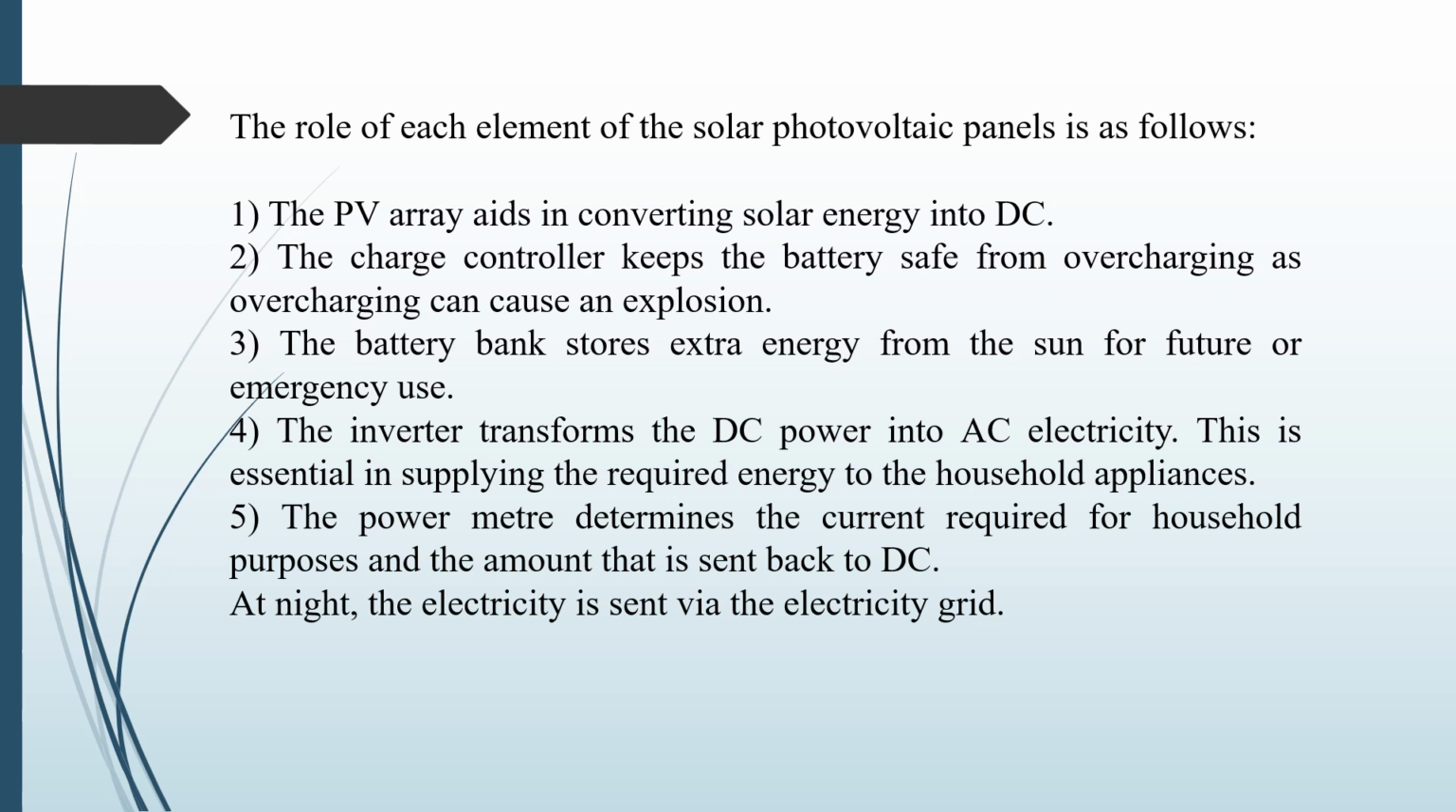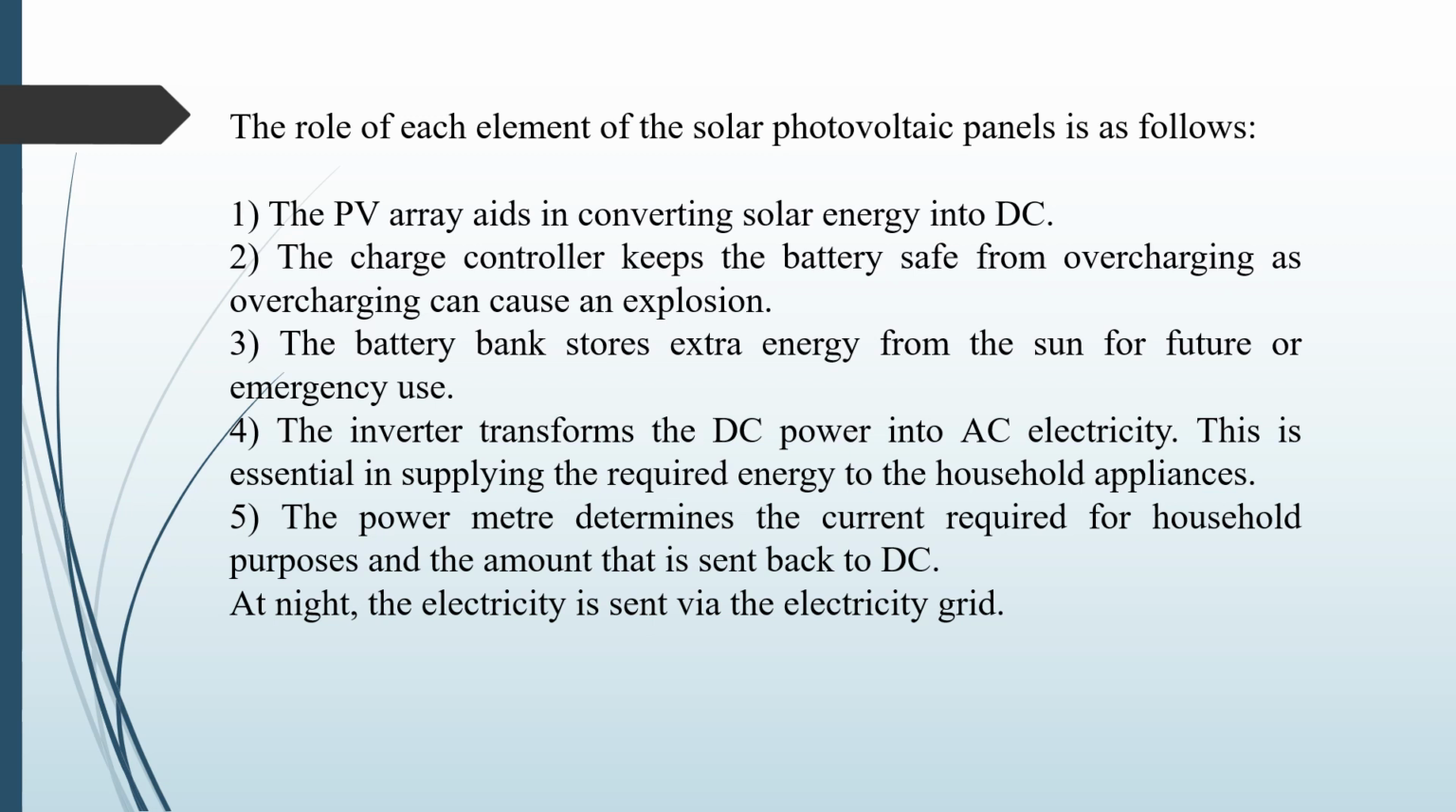The charge controller keeps the battery safe from overcharging, as overcharging can cause an explosion. The battery bank stores extra energy from the sun for future use. The inverter transforms the DC power into AC electricity, that is, direct current power into alternating current electricity. This is essential in supplying the required energy to the household appliances.